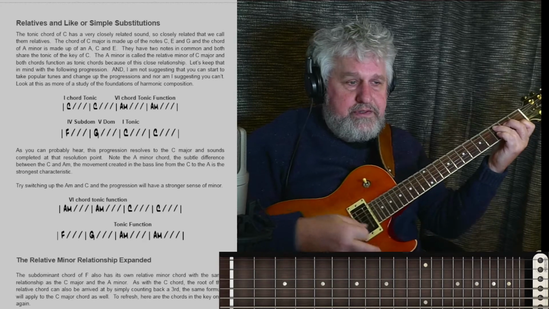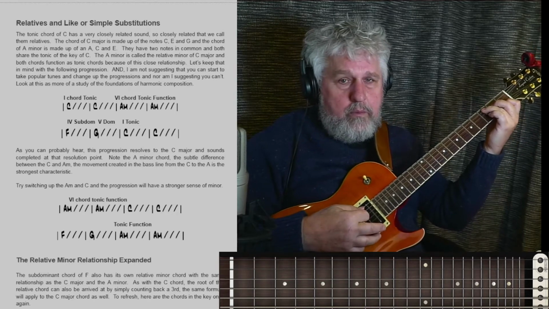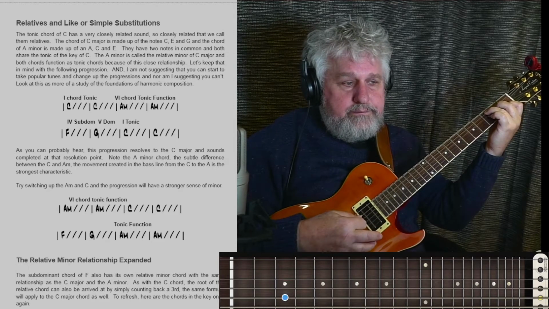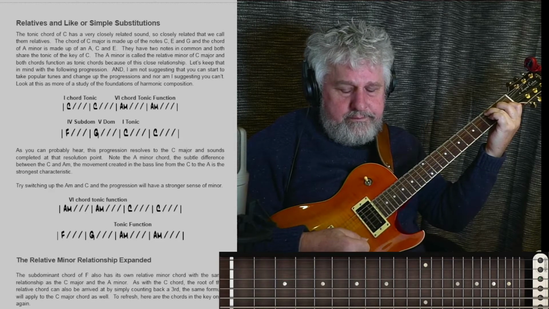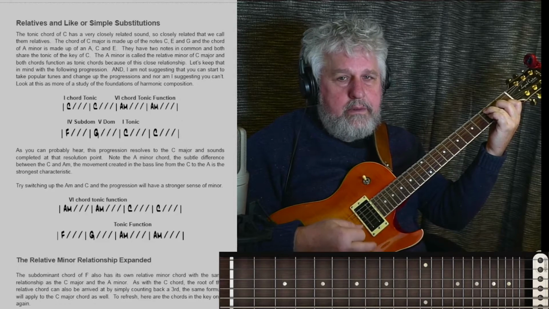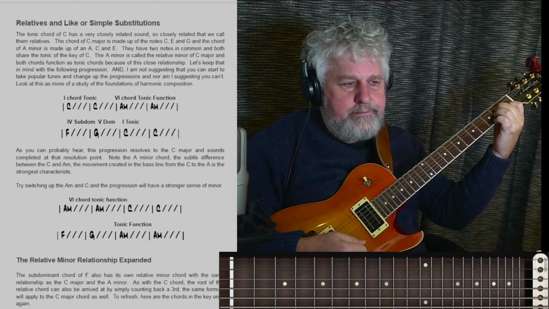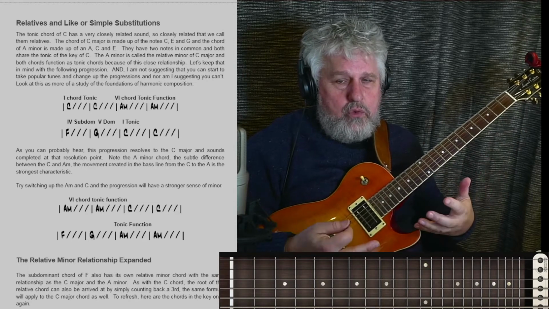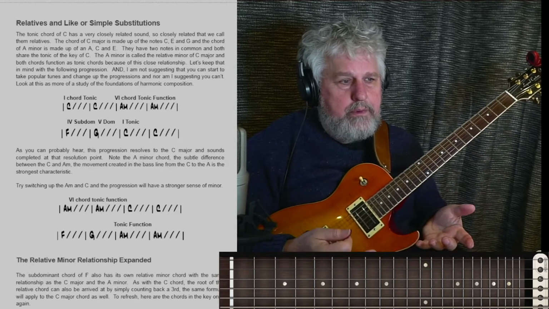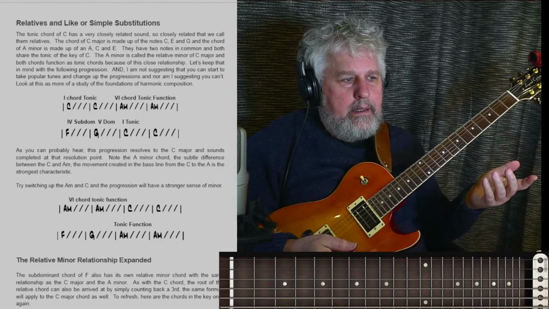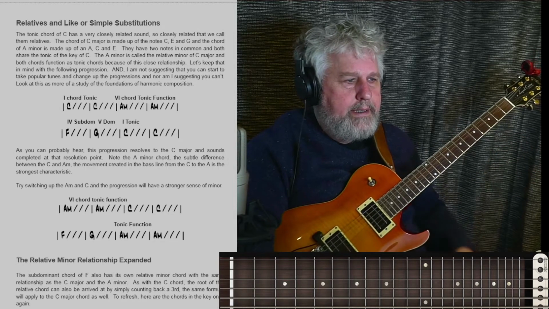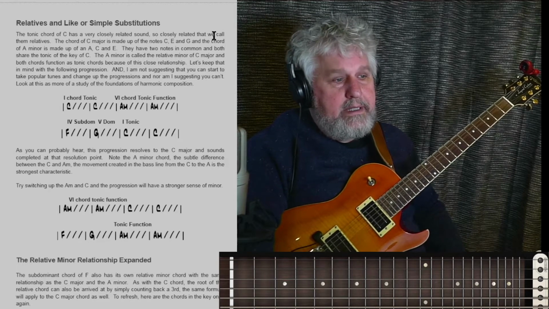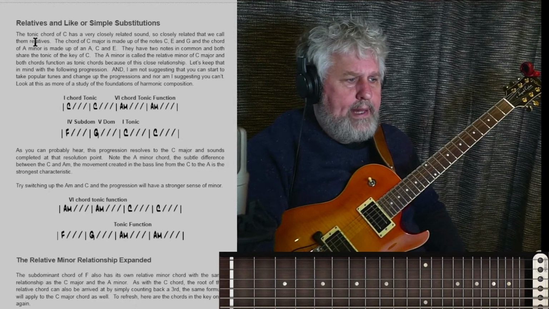We've all heard this before, haven't we? Relative minor. In the key of C, the relative minor is A minor. Then that means the chord that's closely related to the C chord. In the little written blurb I did at the top, the tonic chord of C has a very closely related sound, so closely related that we call them relative.